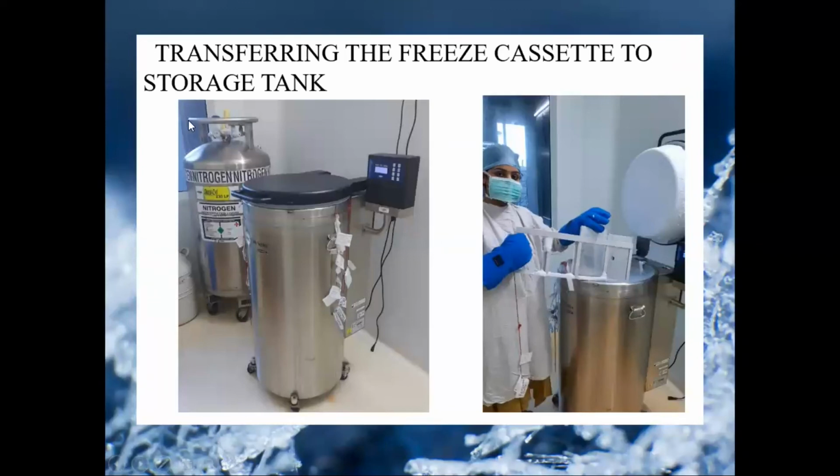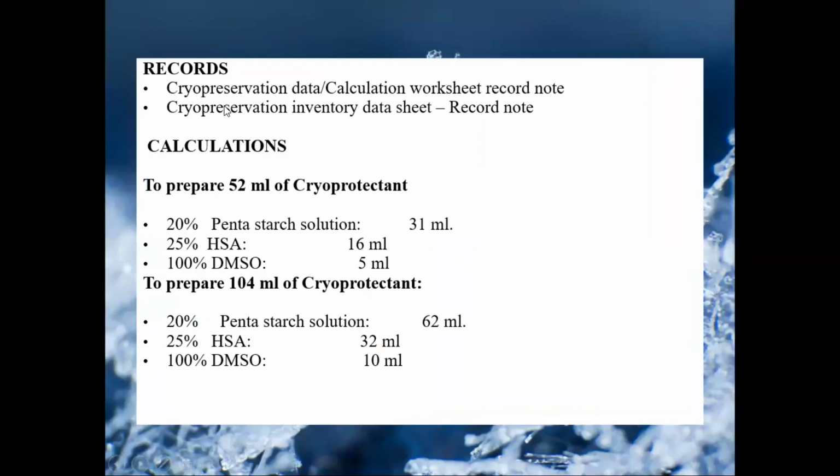And after that, as I told you, for continuous supply you have an additional tank, because if there is any shortage of nitrogen, it will affect the viability. Records have to be maintained.